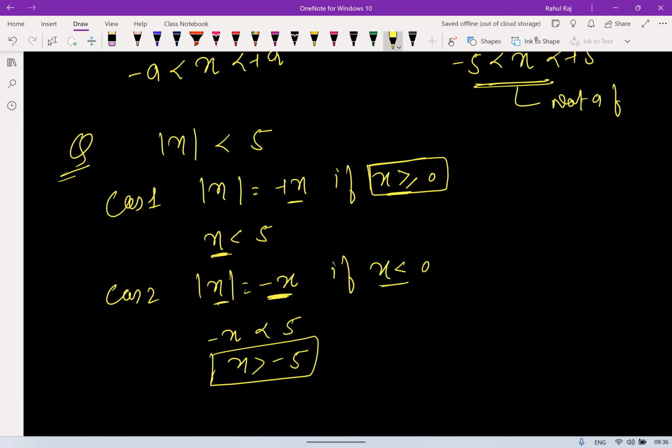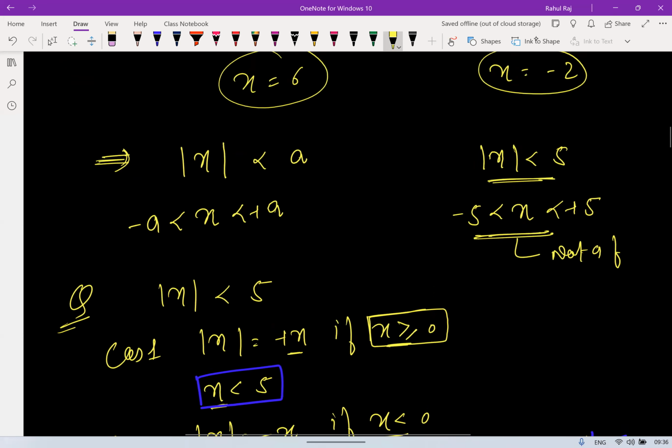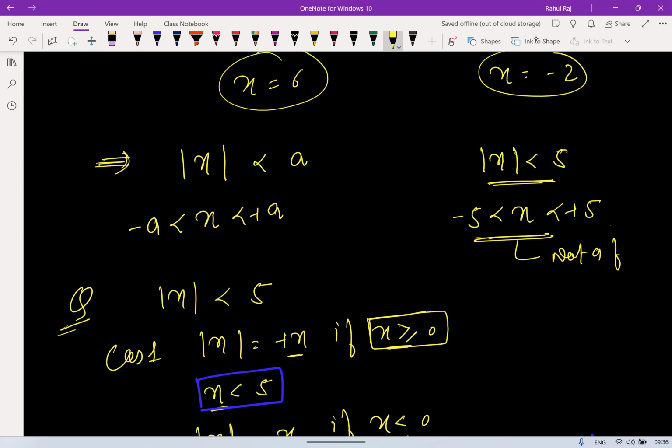So see, Alexa, here x is less than 5 and x is greater than -5. It means this is -5, this is 5, and x will only be the middle term now. That is, x lies between -5 and 5. So this is no formula, Alexa.